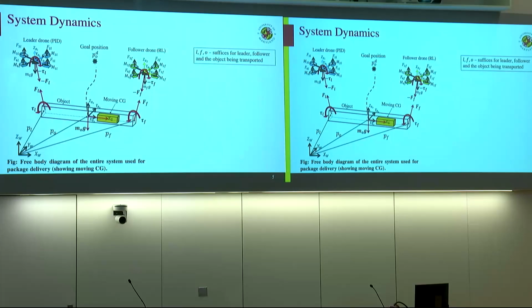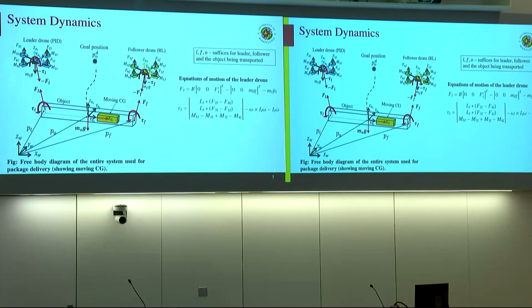So this is the system dynamics. We start with the world frame, then we go on to the body frame of the object and the body frame of each drone. And then we simulate the contact forces at the point of contact between the drone and the payload. Each drone exerts four forces.